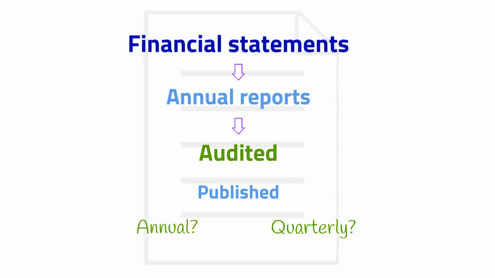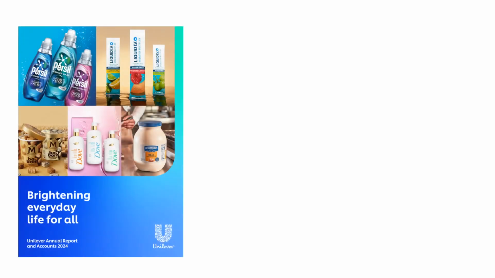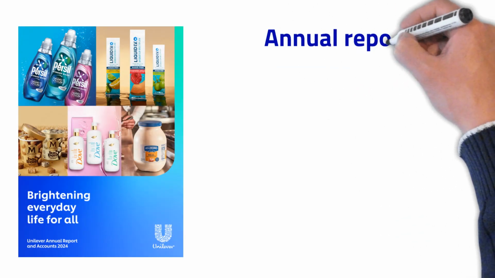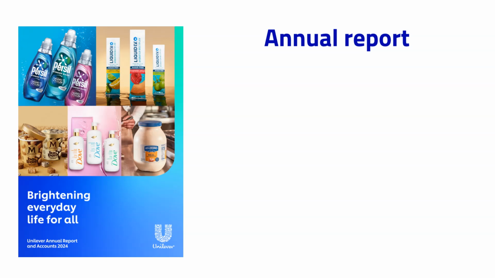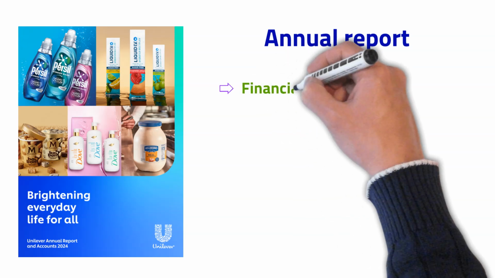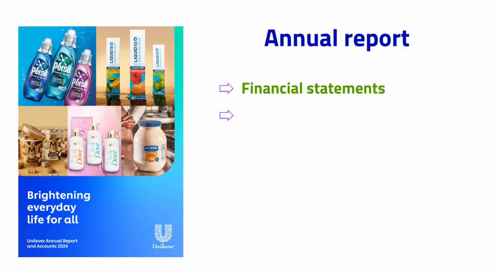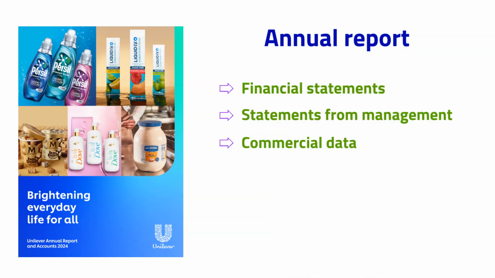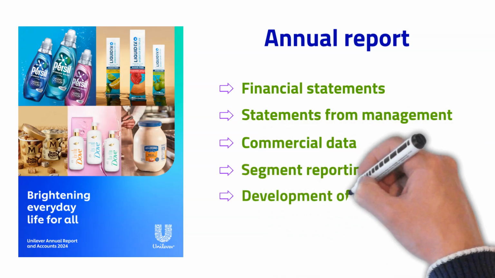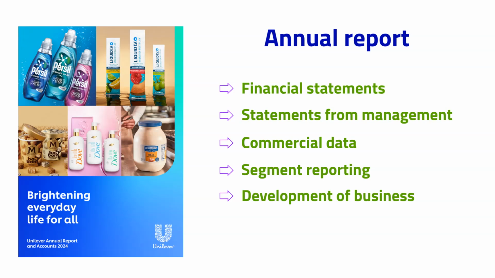In most cases, annual financial statements of these entities are audited. For larger companies, annual reports may be quite big. For example, the annual report of Unilever for 2024 has 305 pages in it. In addition to the classical financial statements, the annual report of Unilever includes statements from management, some commercial data, details on business segments, description of business developments and some programs undertaken by management during the year.